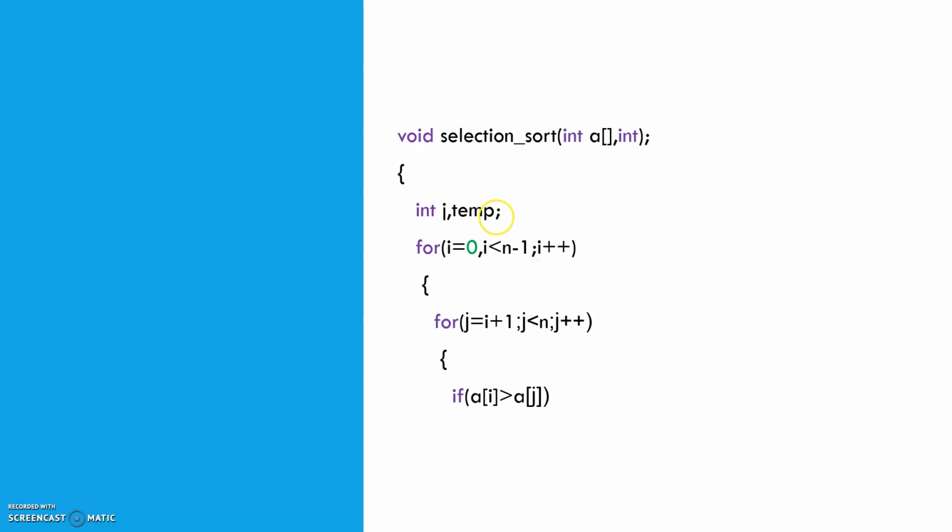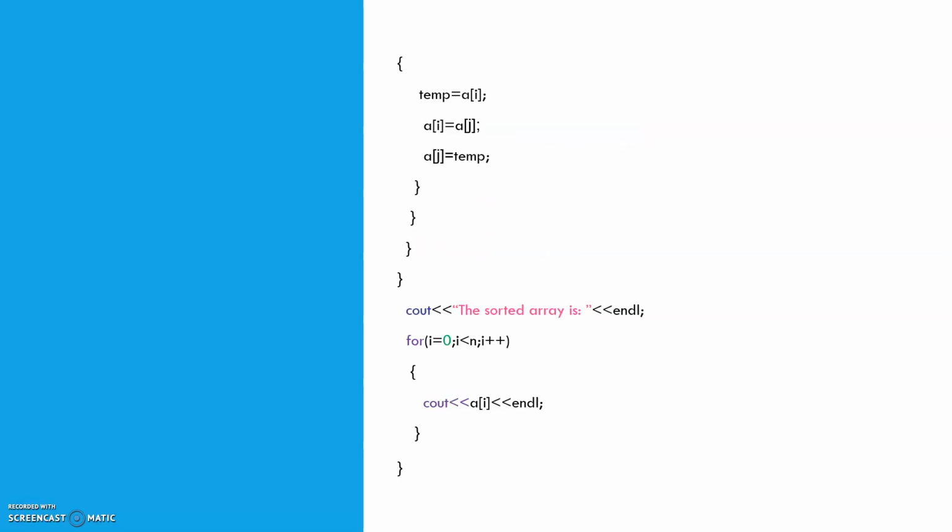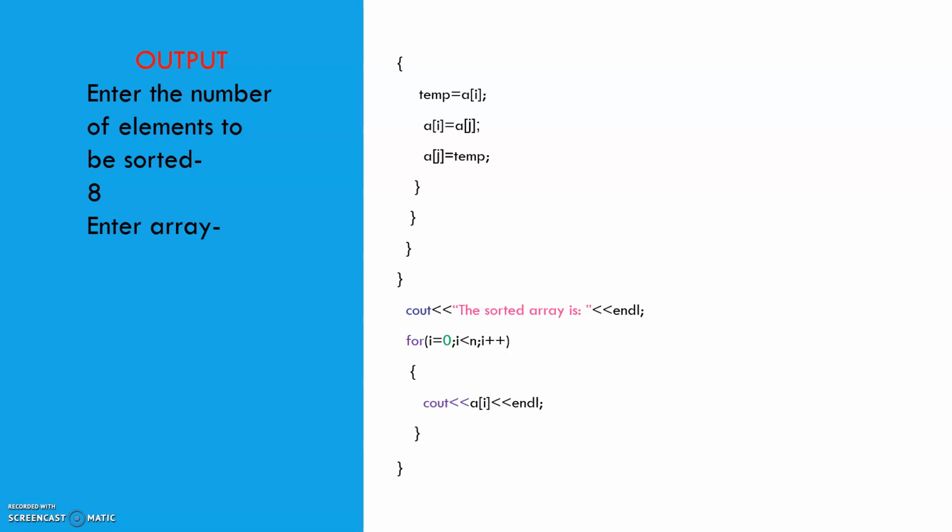Inside it, we'll use an if condition. If a of i is greater than a of j, then temp equals a of i, a of i equals a of j, and a of j equals temp. This is the condition for exchanging or interchanging the values. Then after this, we'll print the sorted array. The output will be: enter the number of elements to be sorted. For example, we'll take it as 8. Enter array, we'll enter the array. The sorted array will be.